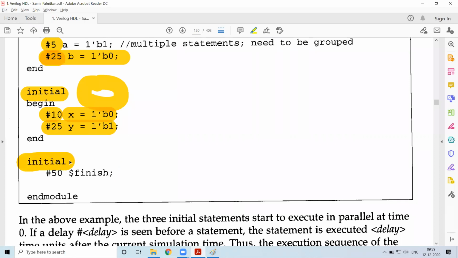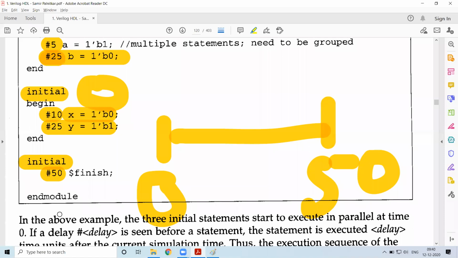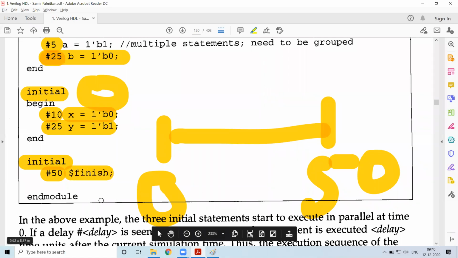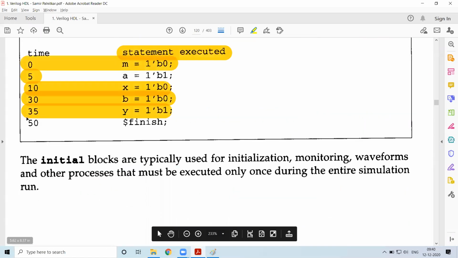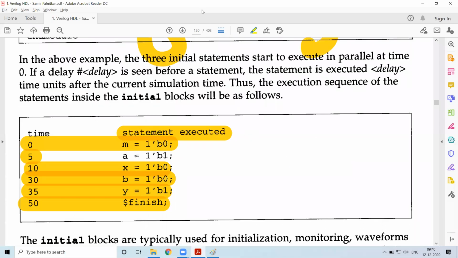Now this initial block also starts its execution at time t equal to 0. A delay of 50 is specified here. What it implies is that after 50 time units from 0, the finish task will be executed. So this is how it goes with the initial block.